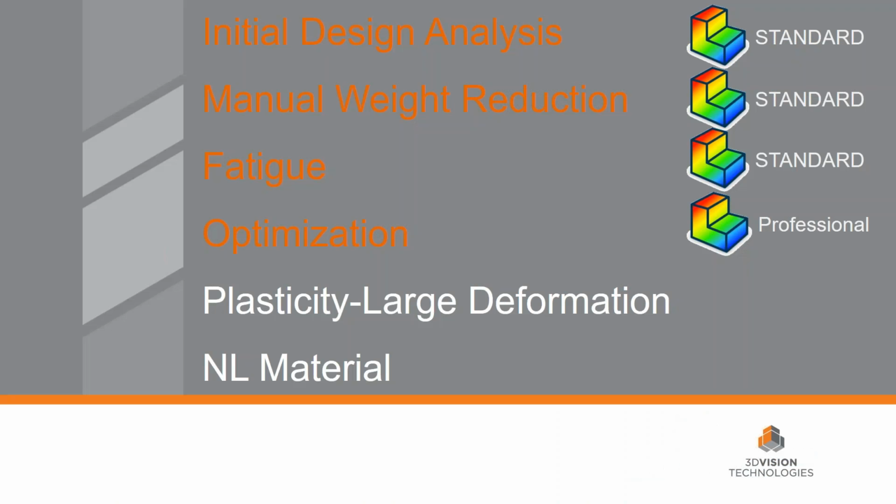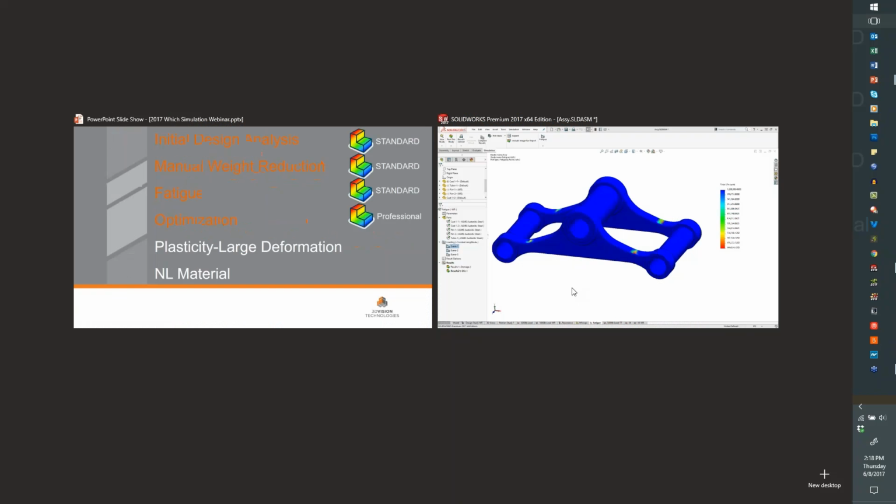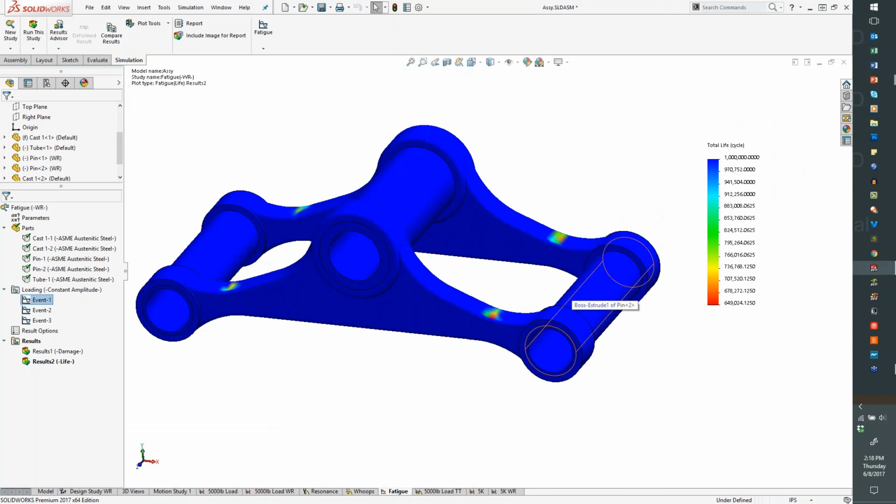We want to move on to the next step, which is really optimizing the design. So fatigue is included in Simulation Standard and Simulation Professional, correct? Yes, that is correct. Optimization is one of the additional modules that's part of Simulation Professional. There's a bunch of others: frequency analysis, thermal analysis, pressure vessel analysis, but optimization is the one that I see is the most beneficial.